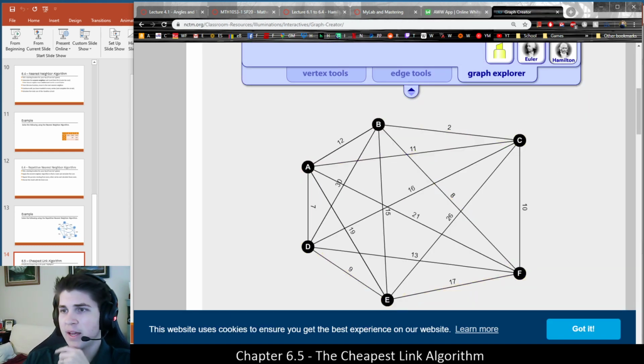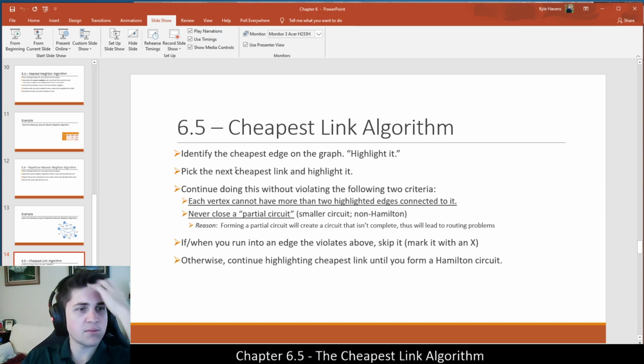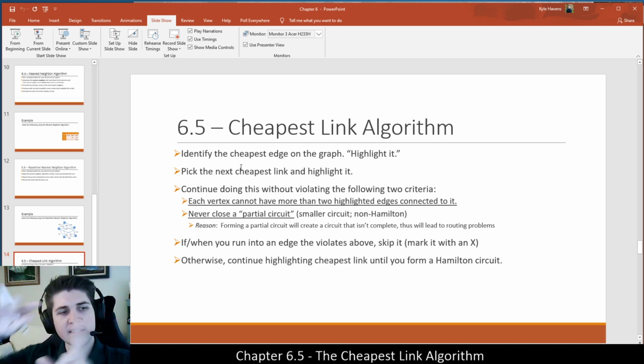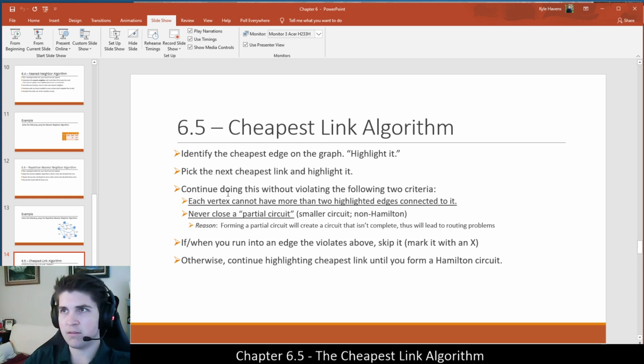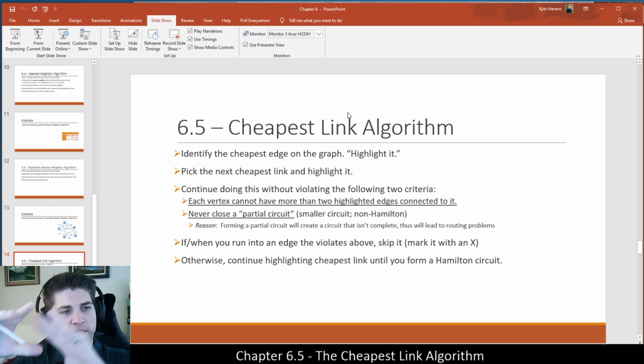So let's discuss the algorithm itself for a second. Identify the cheapest edge on the entire graph, highlight it. Pick the next cheapest link on the entire graph and highlight it. Also, we're not necessarily connecting them in order. We're just looking at the whole graph and connecting that way. So one issue is you're basically going to be highlighting all the cheapest edges of the graph. But the issue is if we just start highlighting all the cheap edges, they're not guaranteed to link up in a way that forms a circuit.